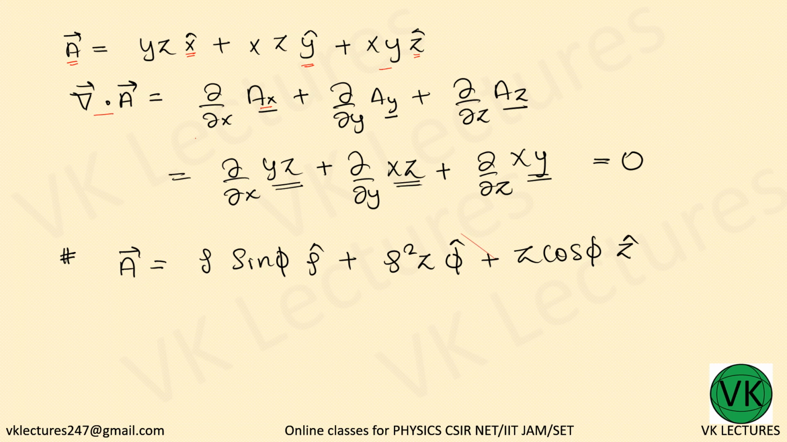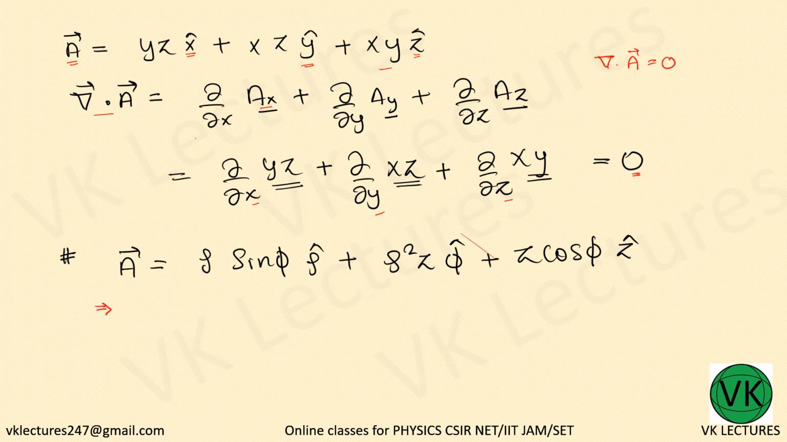So the first term does not contain x, the second term does not contain y, and the third term does not contain z. So the partial derivative gives 0. So del dot A is 0. Now here is a second question.